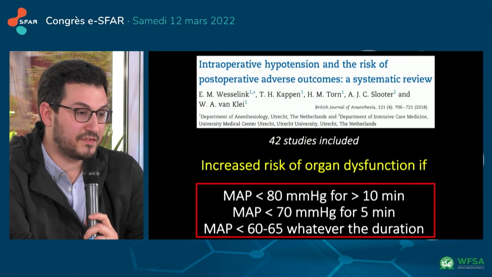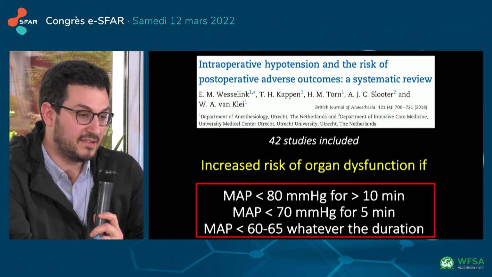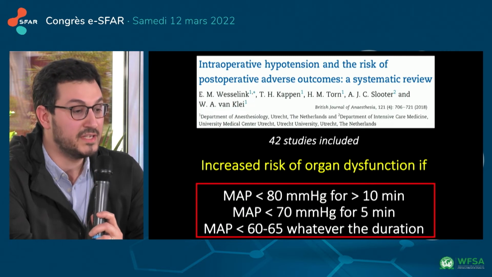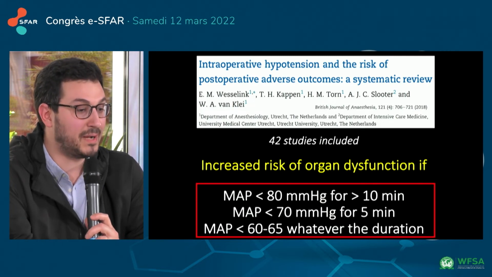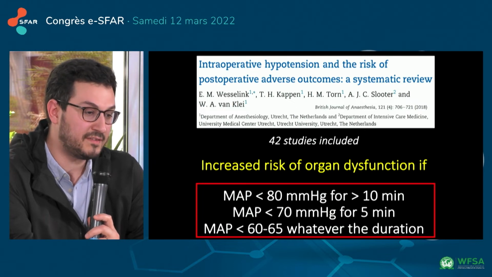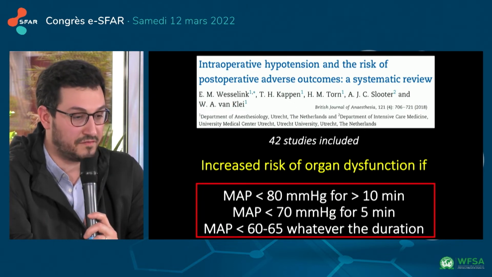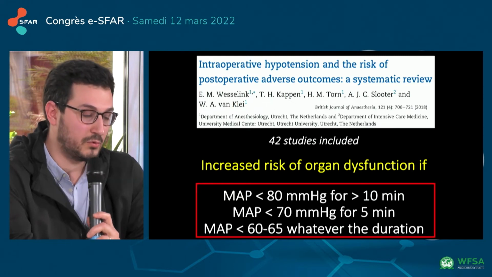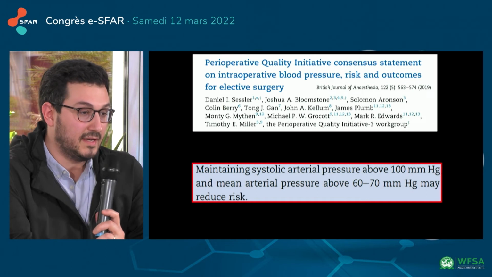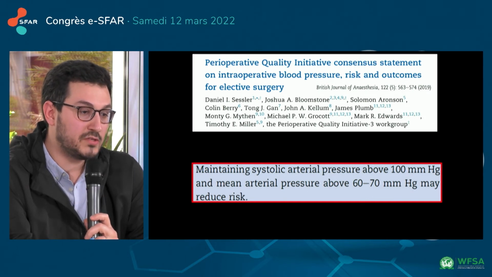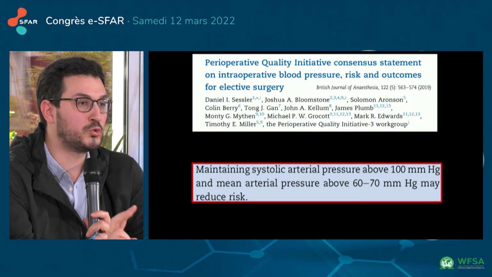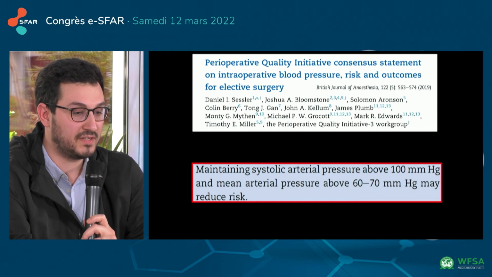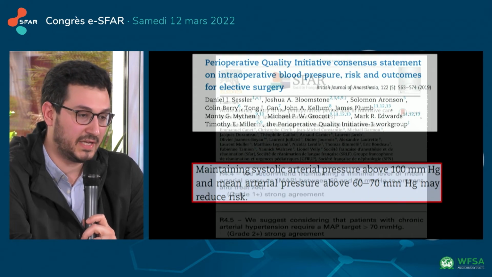So we do have some systematic review, this one including more than 40 studies, and they showed that there is an increased risk of organ dysfunction if MAP is below 80 for more than 10 minutes, below 70 for 5 minutes, or below 60 to 65, whatever the duration. In this guidelines paper, the author recommends to maintain systolic arterial pressure above 100, and mean arterial pressure above 60 to 70 to reduce postoperative complication.